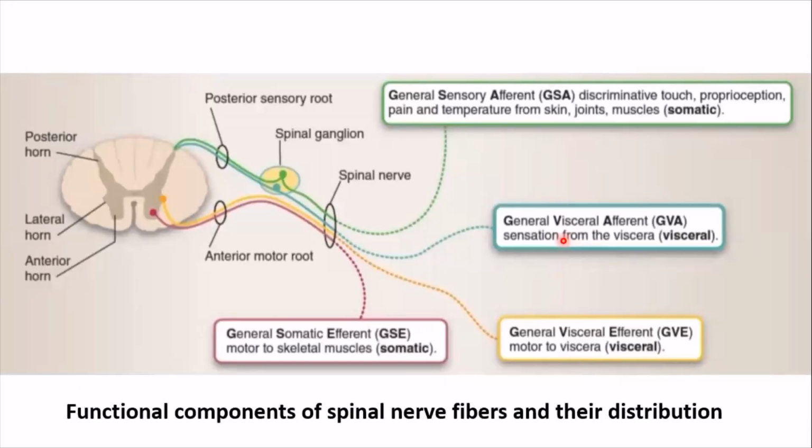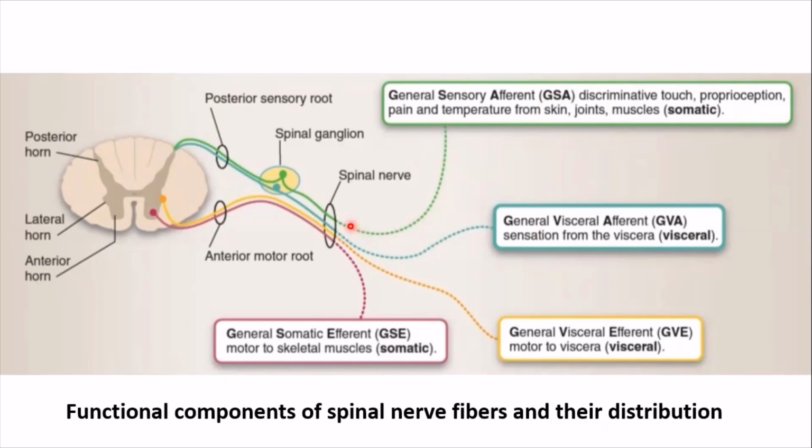This is a very good picture describing these functional components, right? So first of all, we see the general somatic afferent. This is one component. You see this here. Of course, it contains discriminative touch, proprioception, pain, and temperature from skin, joints, and muscles. This is a somatic sensation. This is the general somatic afferent component, and it goes like this.